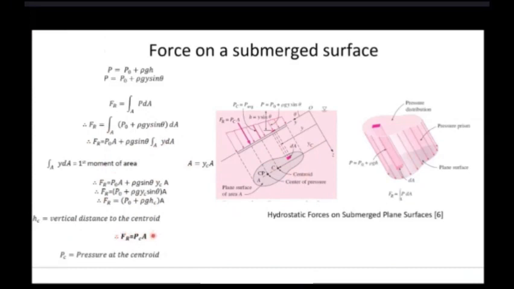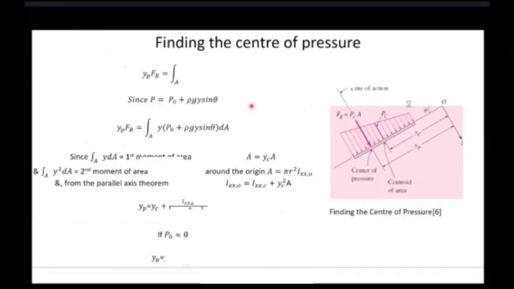So the force on the surface below the fluid is simply the pressure at the centroid times by the area of the plate. On the previous slide, we calculated how to work out what the total force was on a plate submerged in a fluid. What we want to do now is to understand where that force acts on that plate.